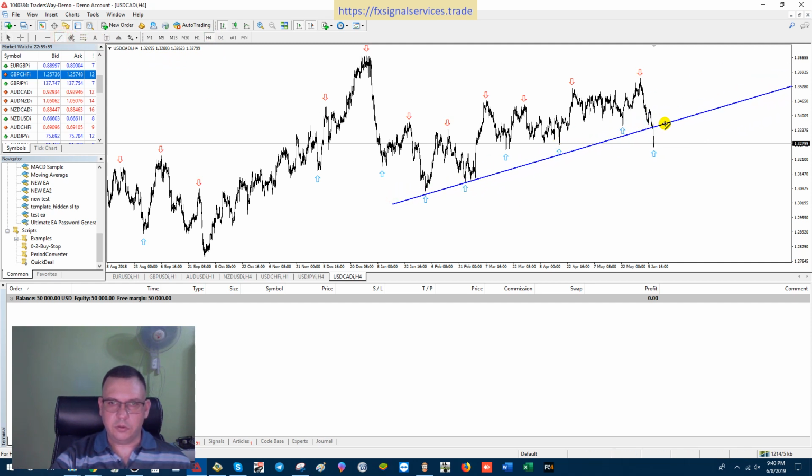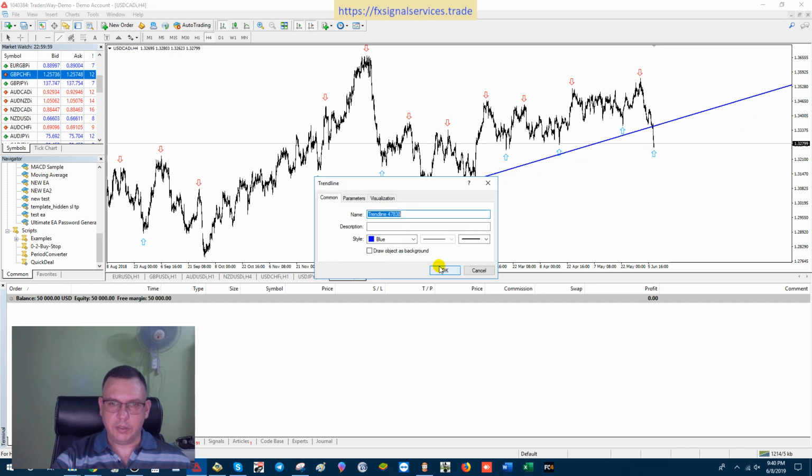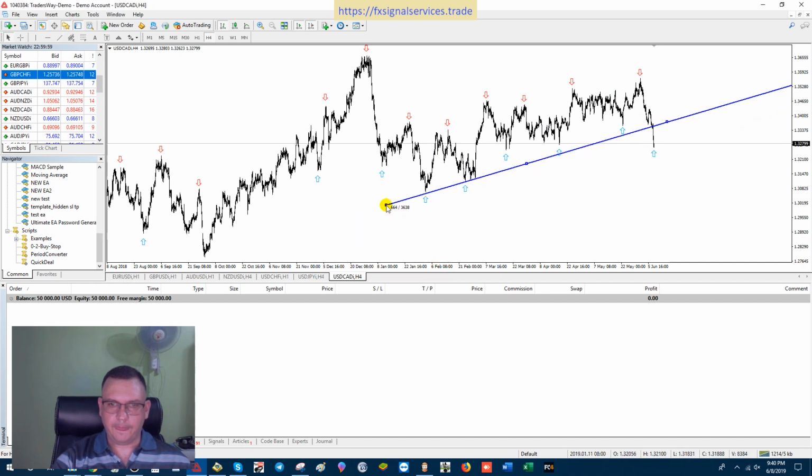If I draw a trend line like this, we have all these points here to touch, and this point here, but now it has broken. Whenever you have a trend line broken like this, before this was a support that it bounced off of. Now this support has broken, and now that becomes a resistance.